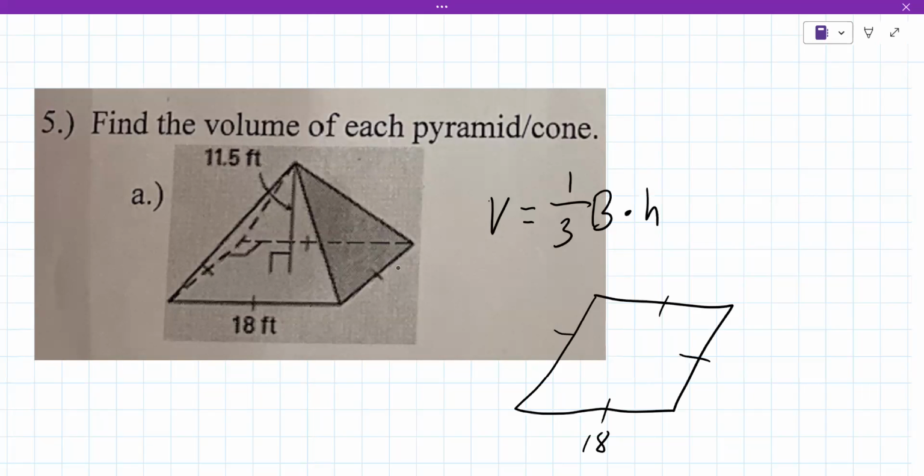$69. How did you come up with 69? Because first of all, you have to multiply 18 times 11.5 and then divide it by 3. No, you have to find the area of the square. The square is down here in the bottom. What's the other length of the square?